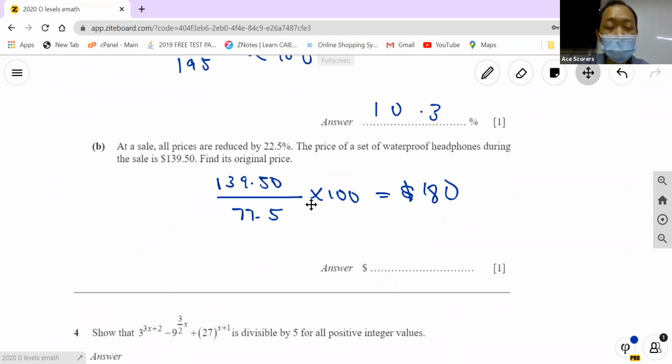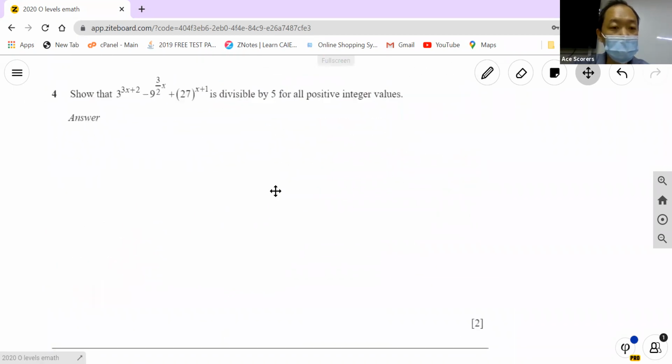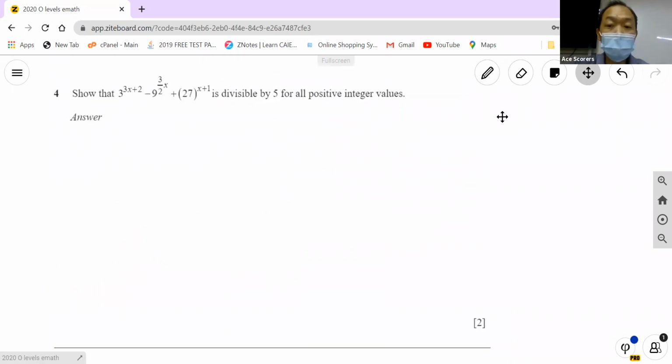All these are made easy by calculators. If you have a calculator, it's really easy to solve them. There's no reason to get all this wrong. All this must be super accurate as of now.